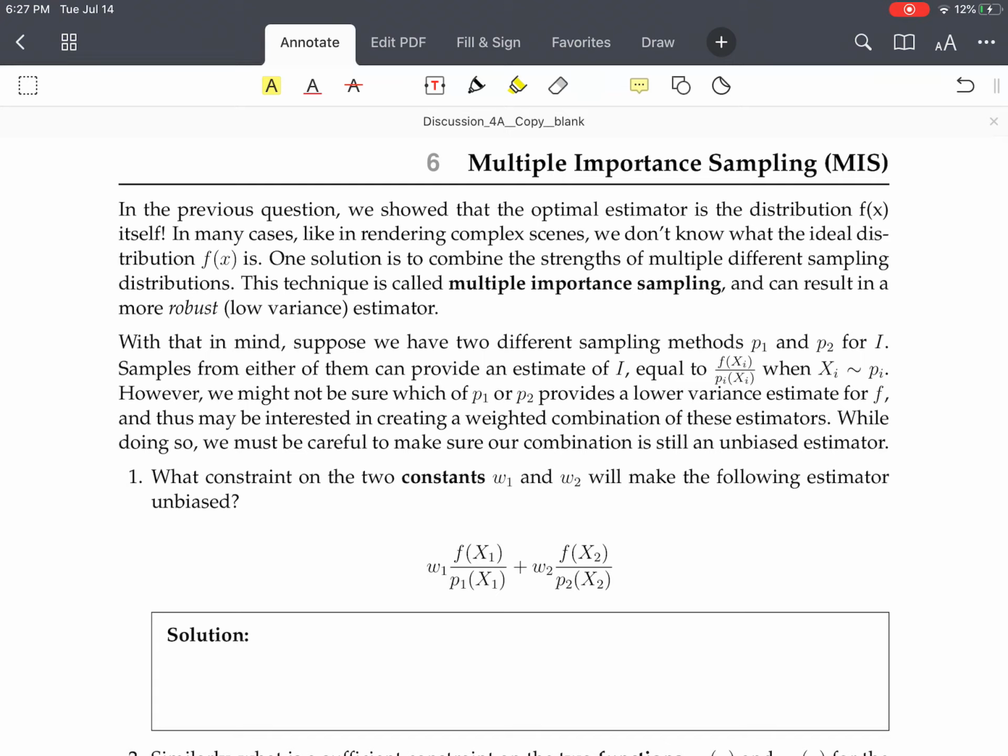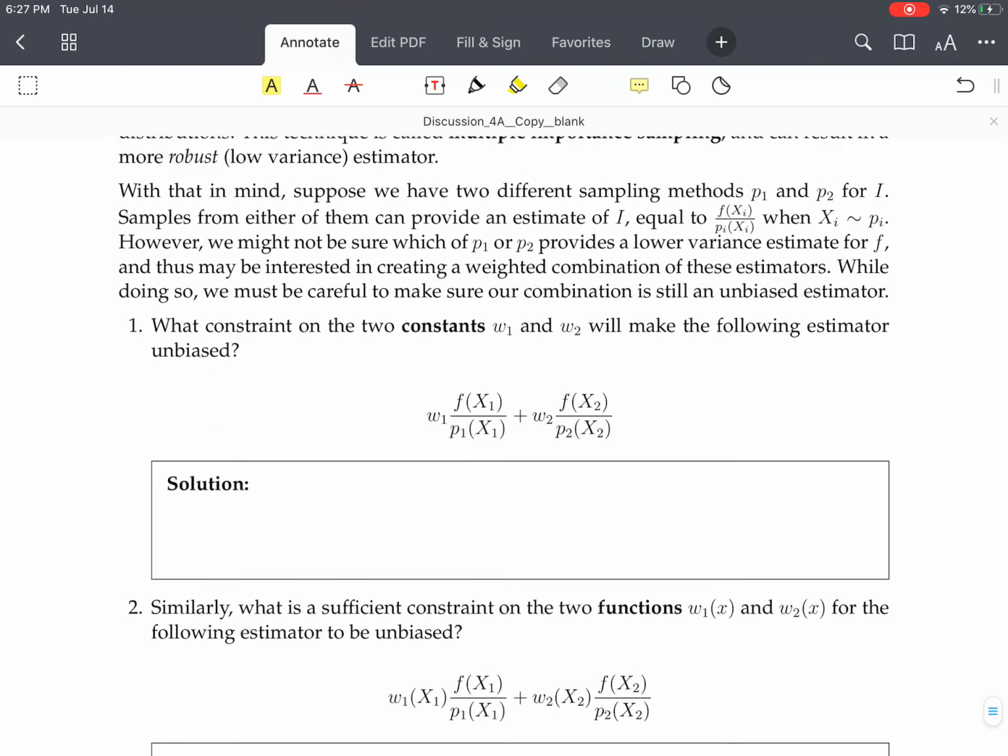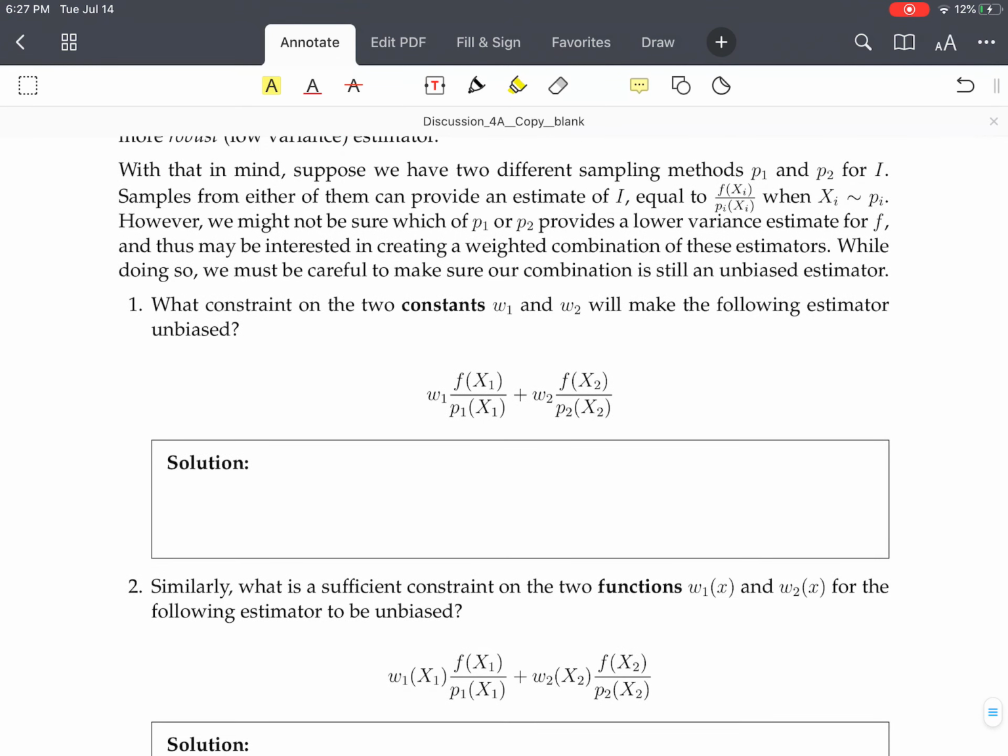Okay? But the key is when we combine them, we want to make sure that we still have an unbiased estimator. That's most important, because if we don't have an unbiased estimator, then what we're doing doesn't really matter. We need an unbiased estimator. Okay, so number 1, what constraint on the two constants W1 and W2 will make the following estimator unbiased?